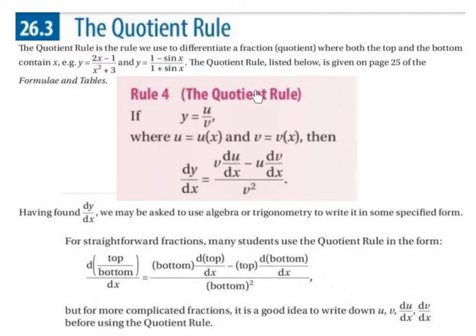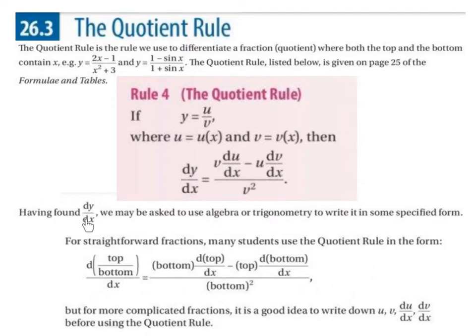So rule 4, the quotient rule: if y is equal to u over v, so u divided by v, where u is equal to u of x and v is equal to v of x, then dy dx equals v multiplied by du dx, which is the derivative of u, minus u multiplied by dv dx, which is the derivative of v, all divided by v squared.